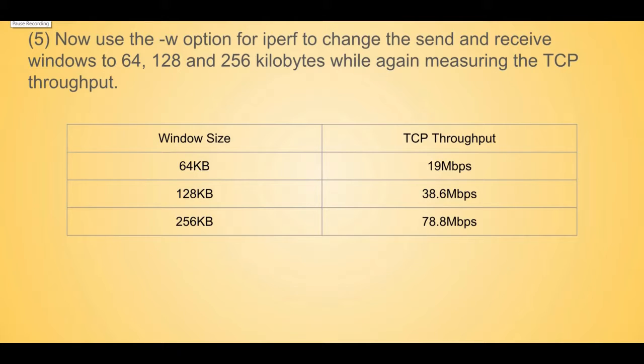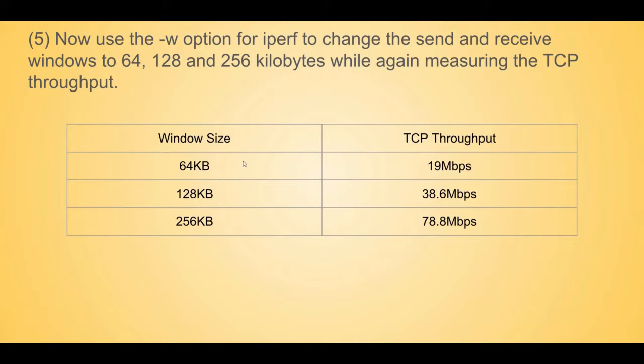To vary the window size, the -w option is used. While passing the command in iperf, along with the other command line arguments, the -w option is used, followed by the window size, that is 64K, 128K, and 256K. Once this is done, we see the various TCP throughput obtained for various window sizes.